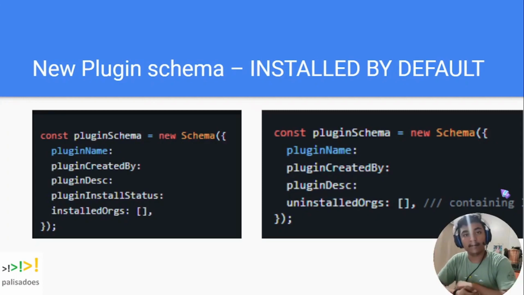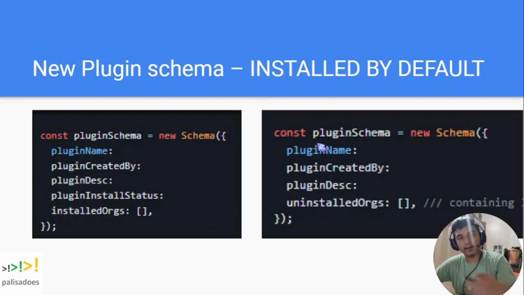So I'm suggesting a new schema update, which would align with the WebSockets a little bit more. This is the current one, which has 5 fields: name of the plugin, creator, description, installation status, which is a true or false boolean field, and the installed orgs array. This array contains the IDs of the users who have installed this plugin. The second one is the updated schema that I'm suggesting, which removes these last 2 properties and replaces them with an uninstalled orgs array.